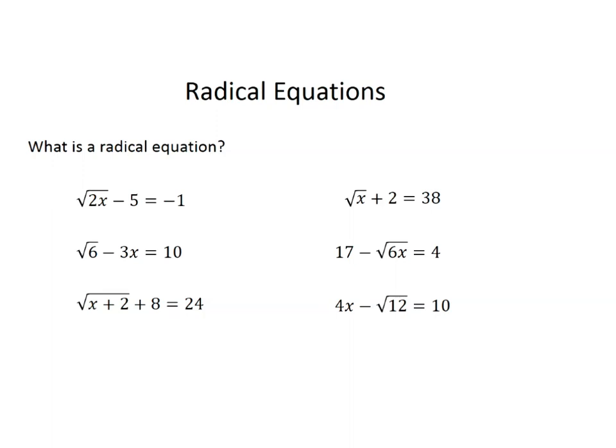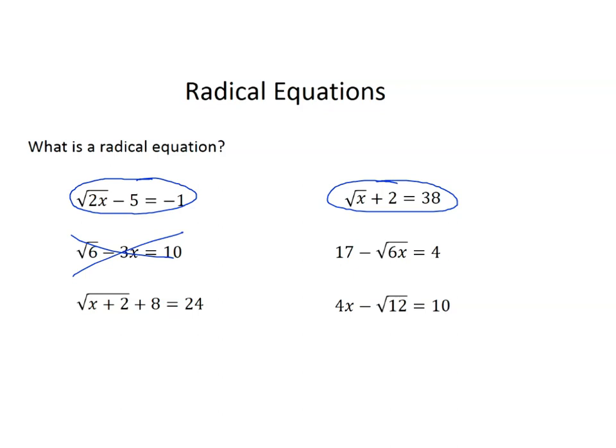So if we look at these equations, we can determine whether or not each one is a radical equation. So for the first one, we have 2x inside the radical. That means that we have a variable inside the radical, so it is a radical equation. On the right side, we have an x inside the radical, so this is also a radical equation. Back on the left side, we have a 6 inside the radical, and the 3x is not, so this means that it is not a radical equation.